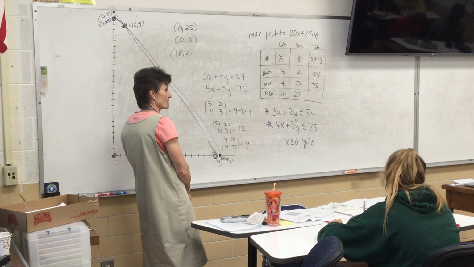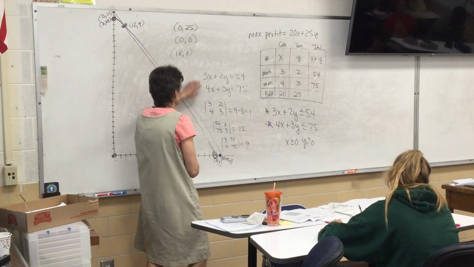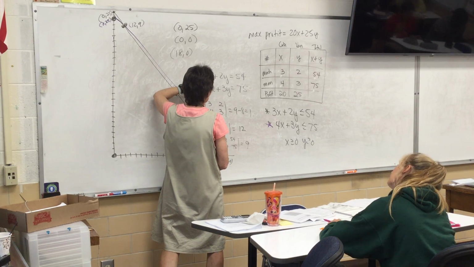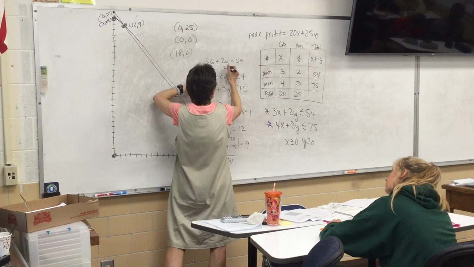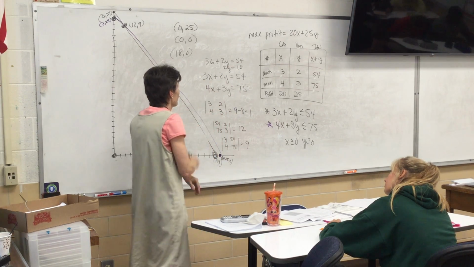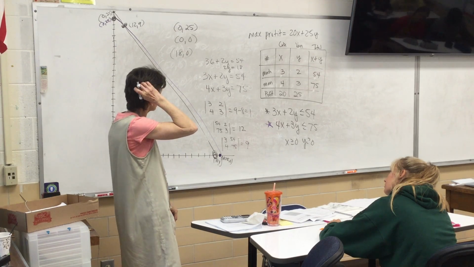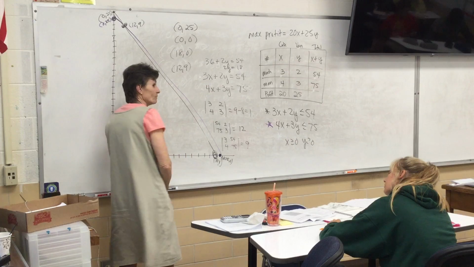Where did you get first? Did you get 12 first? Yeah, I got 12 first. All right, what did you plug it into? I plugged it into the 3x plus 2y. So 36 plus 2y equals 54. So 2y equals 18. All right, everybody okay with (12, 9)?